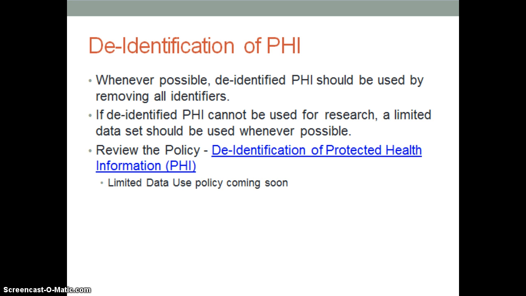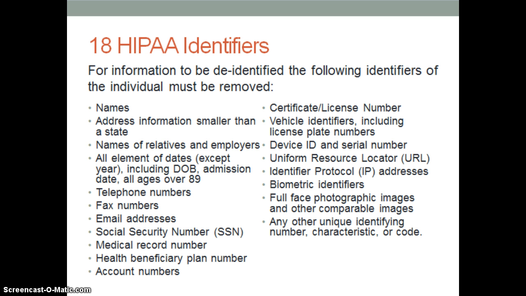Now, de-identification of protected health information. Whenever possible, we want to use de-identified information. Again, this goes along with the minimum necessary. If this cannot be done for research reasons, we can use a limited data set, and this policy will be coming in the next year. You can refer to the policy here about what de-identification is, but we also have a slide on the 18 HIPAA identifiers. At any one time, any of these could be considered an identifier of an individual, especially if they're used together or with any other information. So take a look at these here.